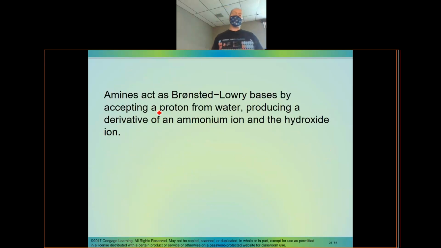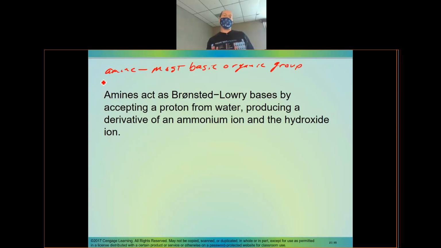All right, so claim to fame for your amines is they are the most basic organic functional group. So an amine: most basic organic group. The most acidic is really easy because it's got acid in its name, the carboxylic acid. Most acidic organic group.